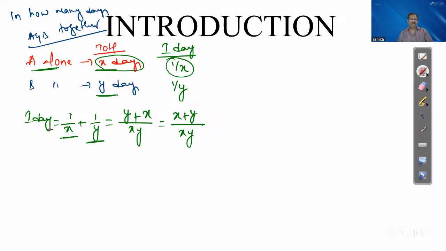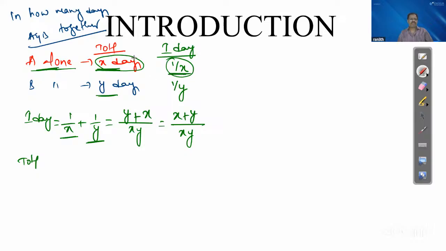So this is the 1 day work. We need to find out in how many days A and B together can complete the work. Just look at here again. A alone can complete the total work in some X number of days. 1 day work will be equal to 1 by X.